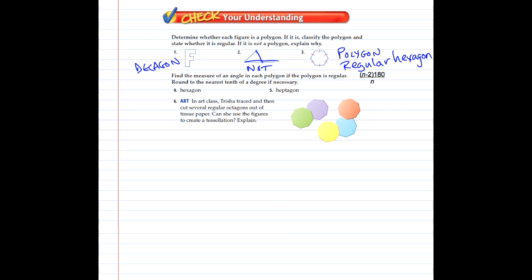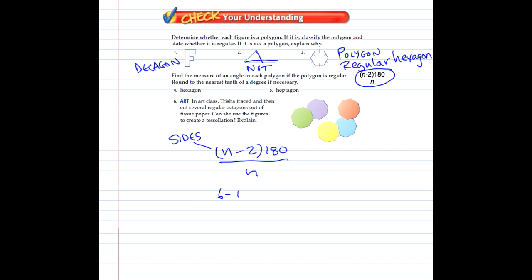Find the measure of an angle in each polygon. If the polygon is regular, round to the nearest tenth of a degree if necessary. Okay, so a hexagon. Actually, what we've done is we've developed a formula over the years. Our book doesn't talk about it, but we're going to use it here. It looks like this: (n minus 2) times 180 divided by n. Now, n represents the number of sides in the polygon. If it's a regular polygon, we can calculate the total of the angles and then divide by n, the number of sides.